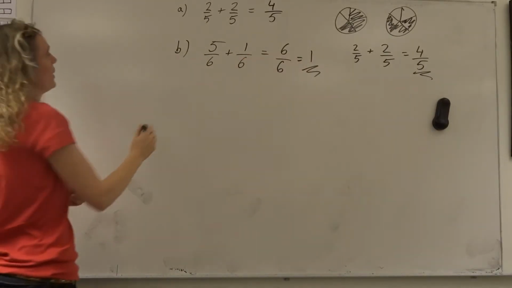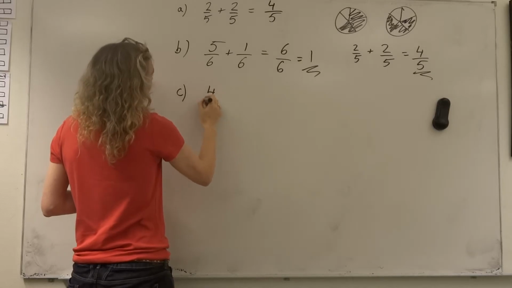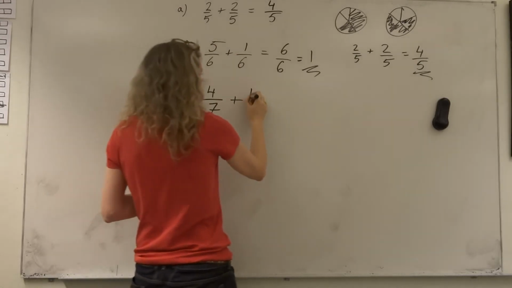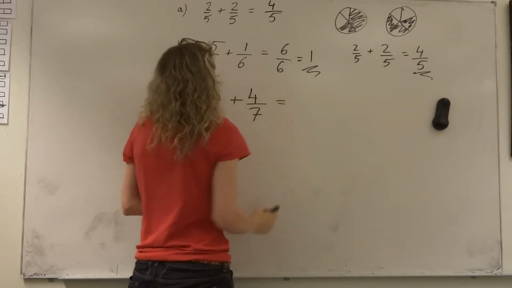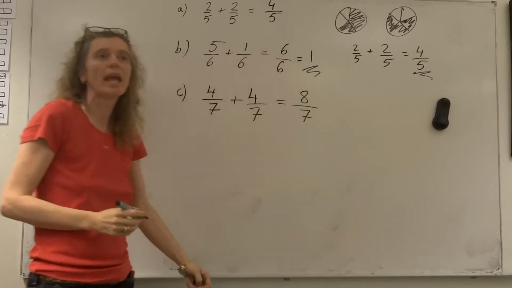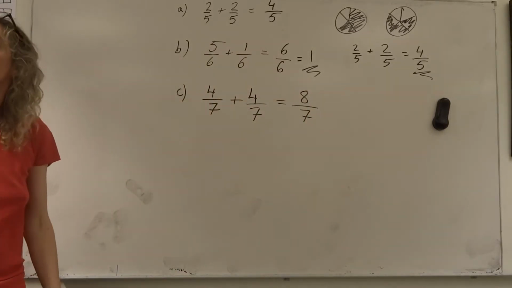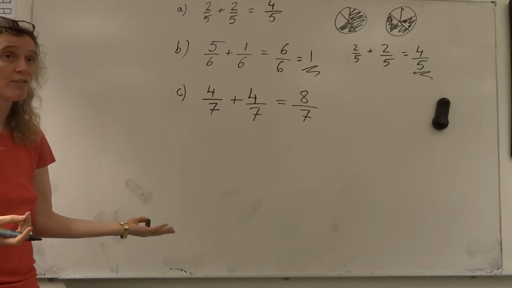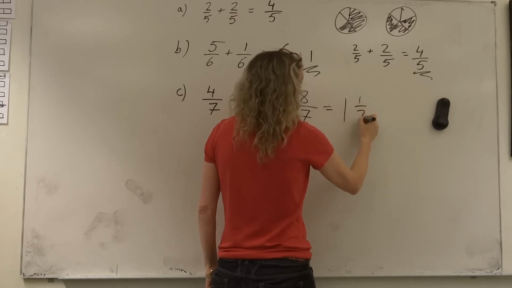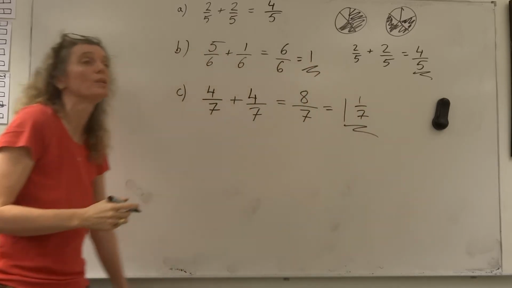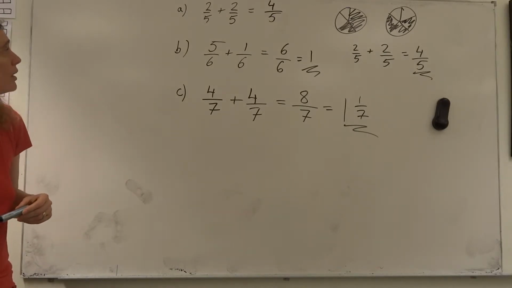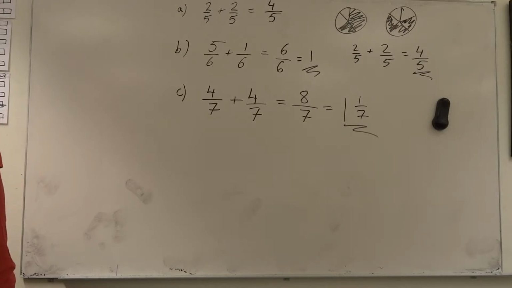And the last one was 4 sevenths plus 4 sevenths. 4 plus 4 is 8. What are we counting in? We're counting in sevenths. So the answer is 8 sevenths, which we're not allowed to leave like that. It's a top-heavy fraction. 7 goes into 8 one whole time with 1 left over. So we would simplify that down to 1 and 1/7. And that was those ones.